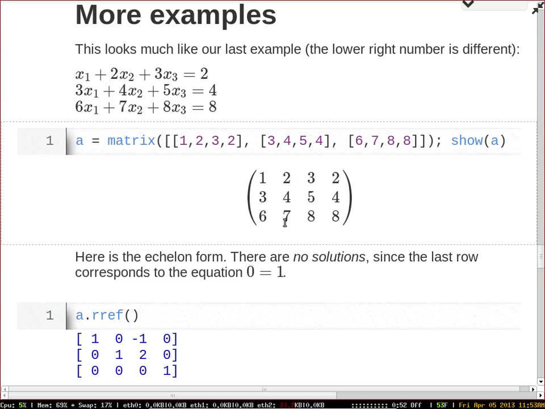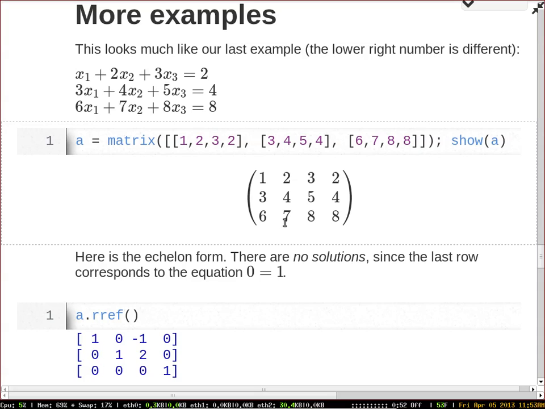Any guesses, by the way, before we go further? Any guesses for no solutions? Any guesses for a unique solution? Infinitely many? All right, well, okay, just to be contrarian.